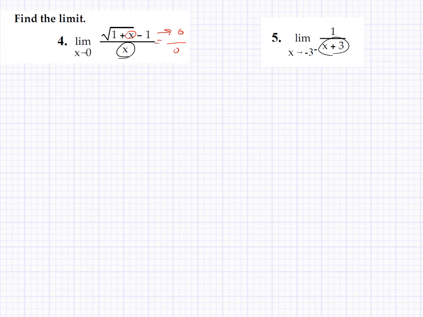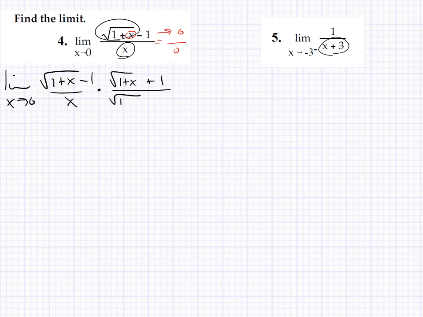What we're going to do here is multiply by the conjugate to try and move around this root. So you have the limit as x approaches 0 of (the square root of 1 + x, minus 1) over x, times (the square root of 1 + x, plus 1) over the same thing.